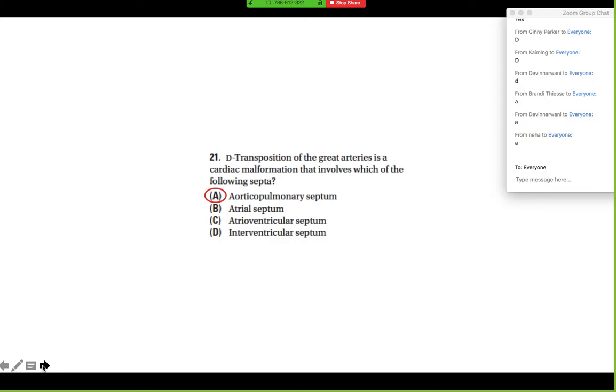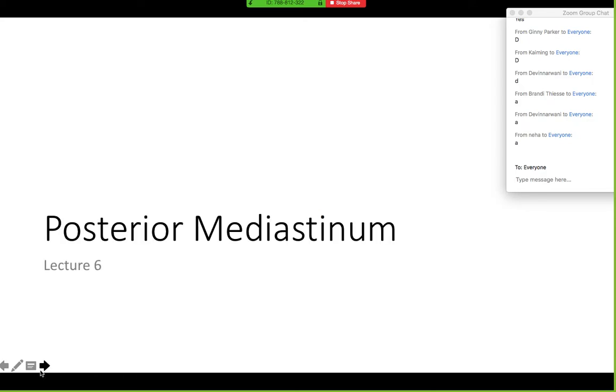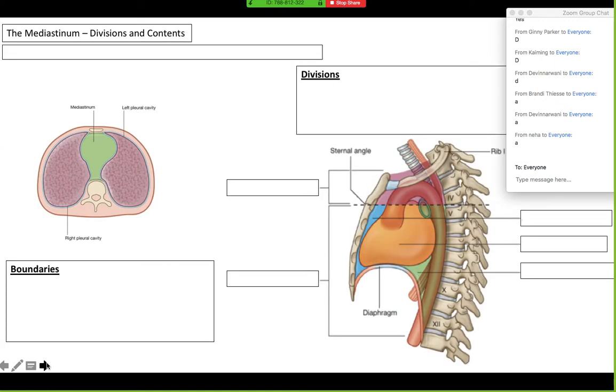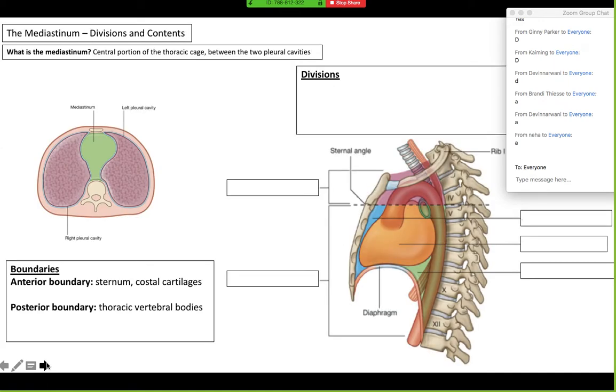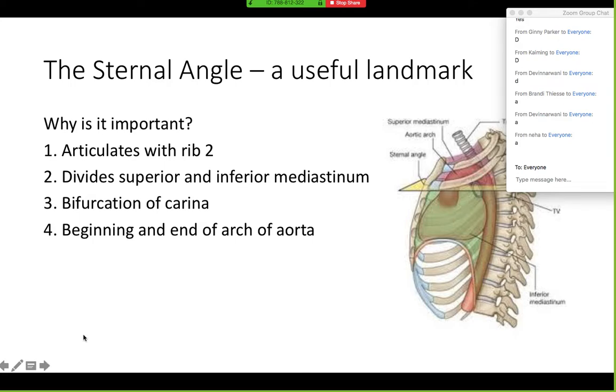All right, posterior mediastinum. For time's sake, we've already been over this slide. The sternal angle, so remember, you can use this to find rib 2. It divides the superior and inferior mediastinum. It's a landmark for the bifurcation of the carina, or where the trachea bifurcates, and it is indicative of the beginning and the end of the arch of the aorta.